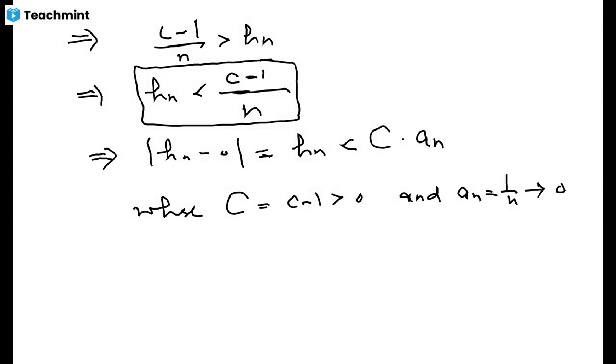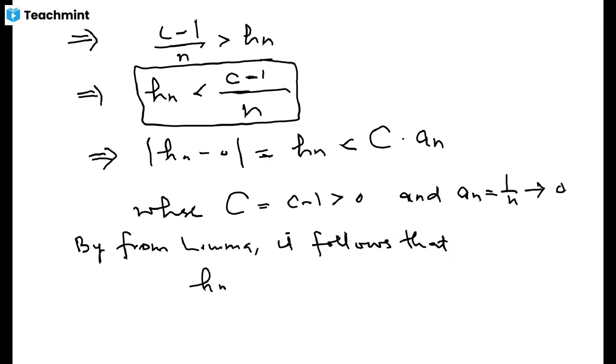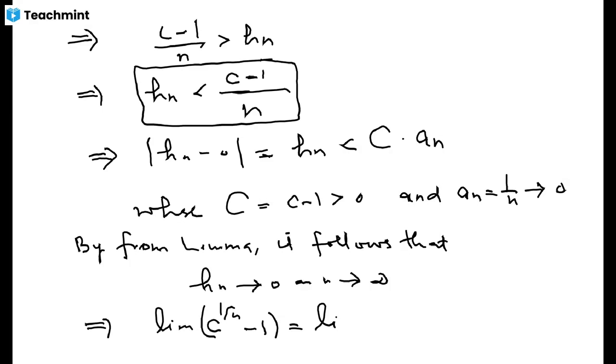Hence you have everything ready to invoke the lemma here, and from the lemma it follows that the sequence of hn's goes to 0 as n goes to infinity. What it implies then is that the limit of c to power 1 by n minus 1, which is equal to limit hn, goes to 0. That is equivalent to saying that the limit of c to power 1 by n is equal to 1. So in this case, it is quite obvious.